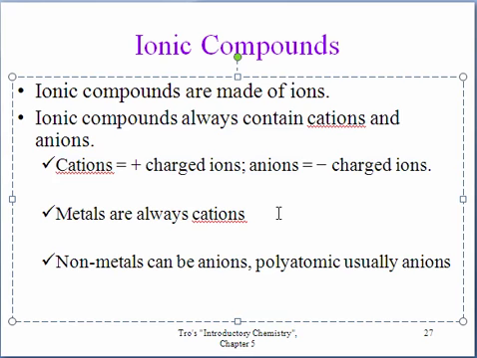Now we have already looked at this, but we want to remember that metals are always cations. They are always positively charged if they are in a compound. Nonmetals don't have to have a charge in a compound. For example, they could be a molecule. However, if a nonmetal is in an ionic compound, then it's going to be an anion. And most polyatomic ions are usually anions.